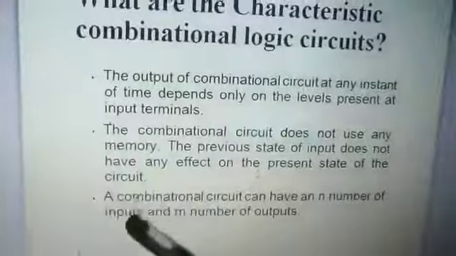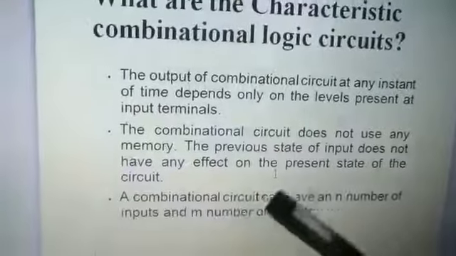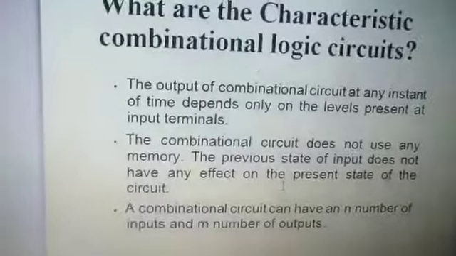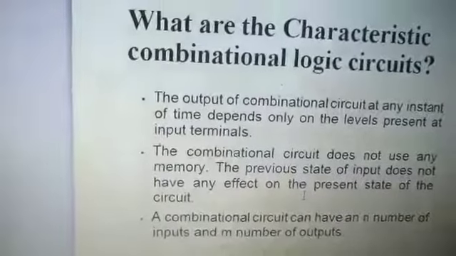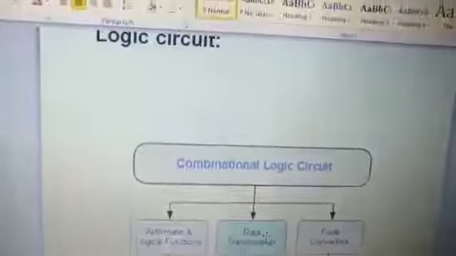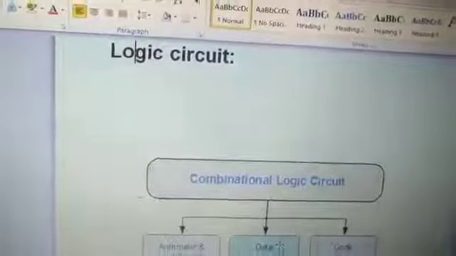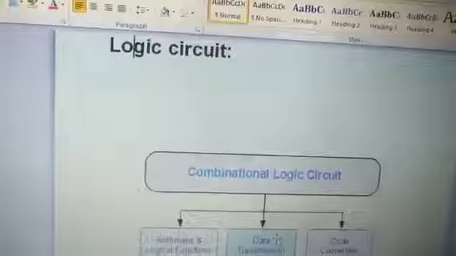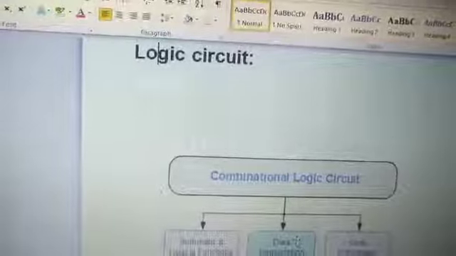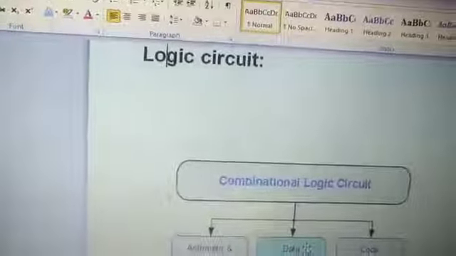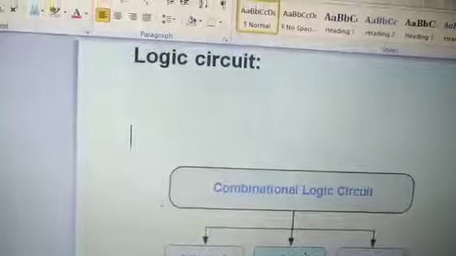Another thing: the combinational circuit can take n number of inputs and can give you m number of outputs. Next we have to understand how many types of combinational circuits there are. Depending upon the work they perform, we can classify combinational logic circuits in three ways.